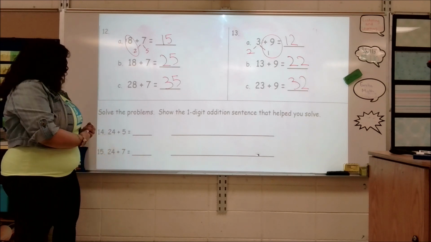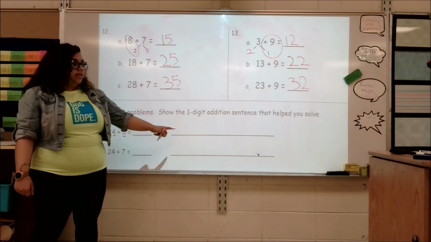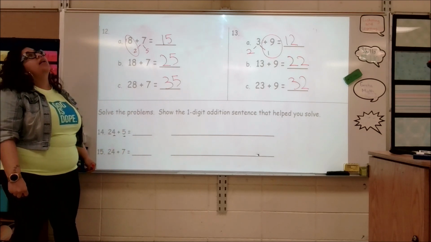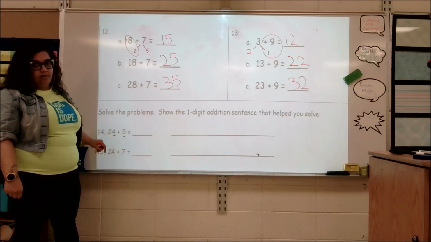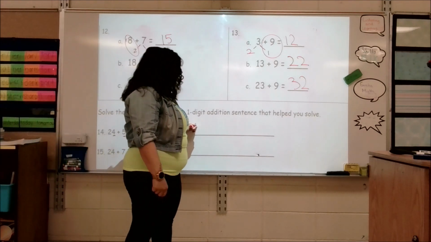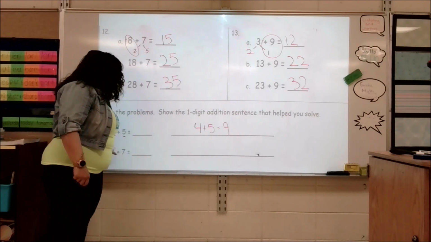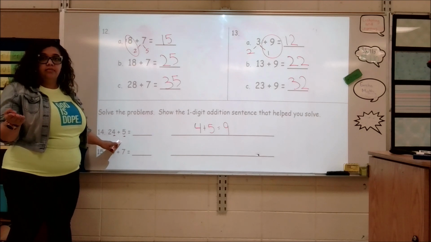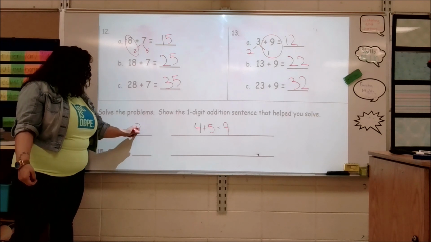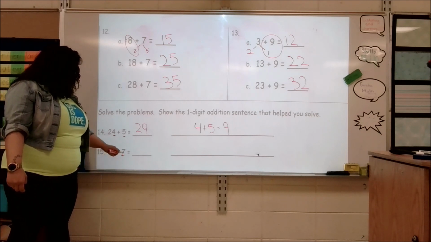All right. Now, these questions read for us to solve the problem, show the 1-digit addition sentence that helped you solve. Okay, well what I'm going to do is identify what's in the ones place, and I'm going to identify my 1-digit addition sentence first. I'm going to actually work it backwards because that matches how we did it up here. So if 4 and 5 is equal to 9, then 24 and 5 is equal to 29. Good work.